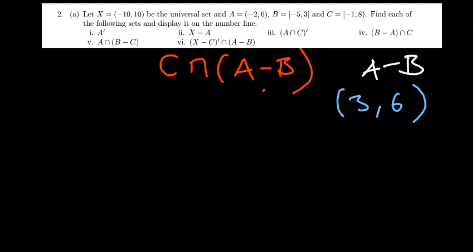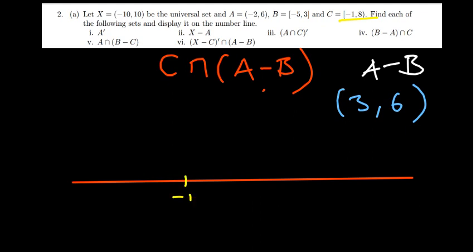Now we need to find the intersection between C and A minus B. You've seen the way we've broken down this question to be a very simple question, despite it looking complicated. So if you look at 3 and 6, where do we basically get to see our 3 and 6? Maybe I'll start with C. C is -1 up to 8. That is my C.